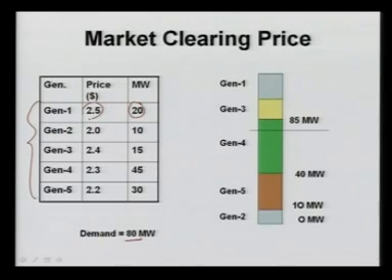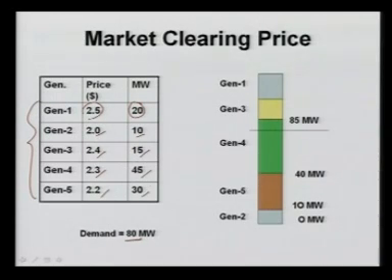Generator 2 is saying that he will sell 10 megawatt at $2, again $2 per megawatt hour. Of course it is not dollars, the monetary value can be anything, but here we can decide. And this one sells 15 at this rate, and 45 at this one, and at $2.2 he is going to sell 30.